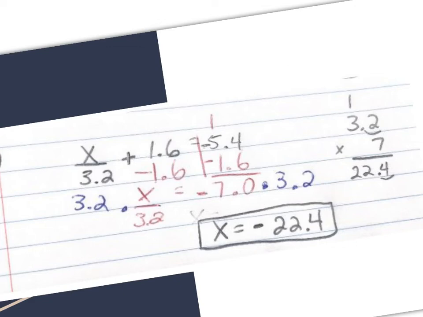Last step is to look back at our signs. They are different. If you are multiplying or dividing with different signs, then the answer would be negative.